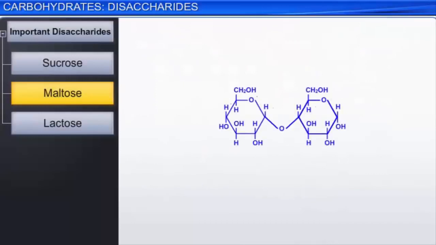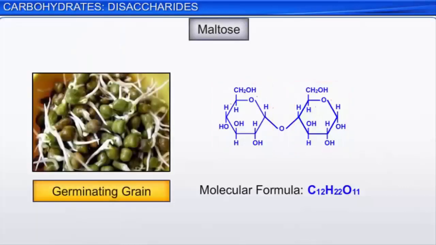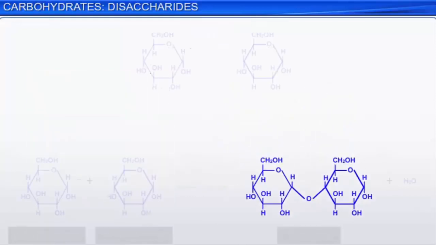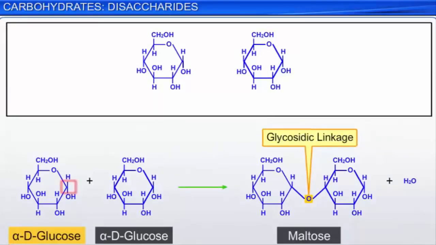Maltose is another important disaccharide which contains 2 glucose units. Its molecular formula is C12H22O11. It is the least common naturally occurring disaccharide. It is found in germinating grain. The glycosidic linkage in maltose is formed between the carbonyl group of the C1 of alpha-D-glucose and the hydroxyl group of the C4 of the second alpha-D-glucose.